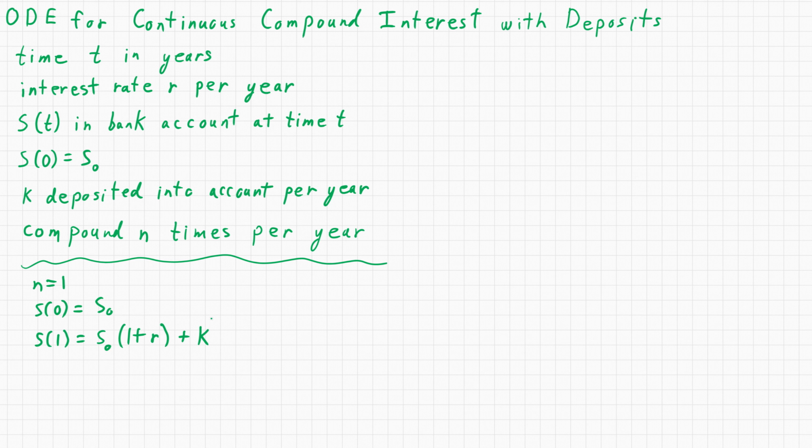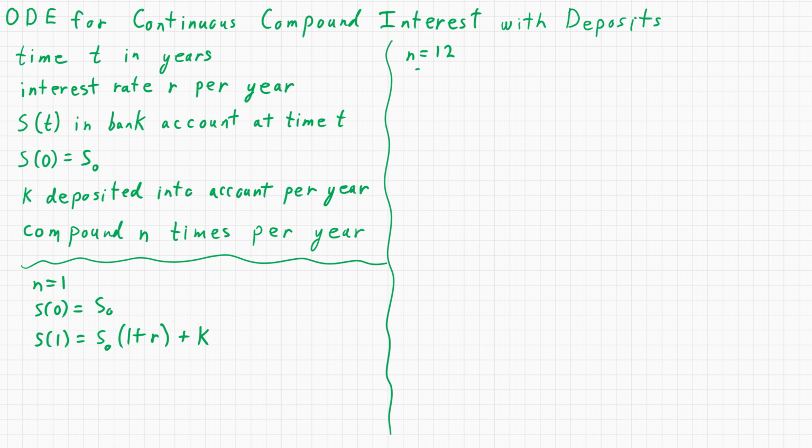Right, so that's kind of the simplest case we could do. It's not very realistic though, right? Normally people deposit money into the account more often than once per year. A more common thing to do is deposit a certain amount into the savings account every month. Let's go ahead and look at that one. So we have n equals 12.